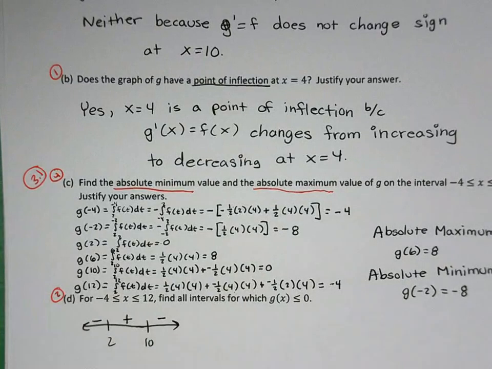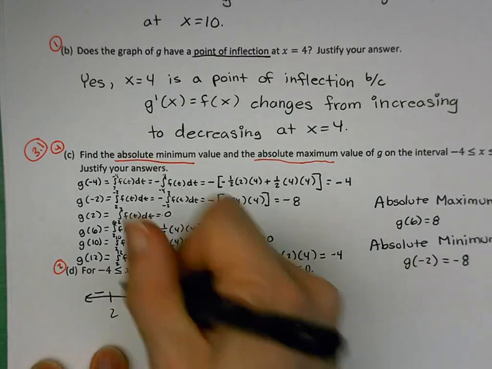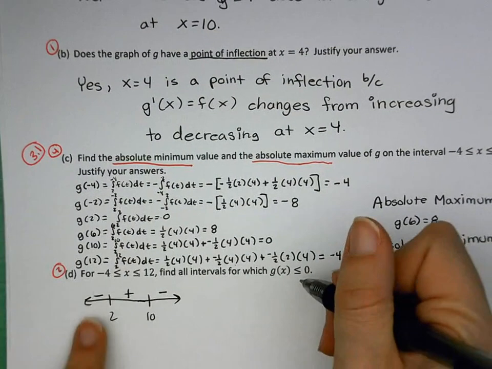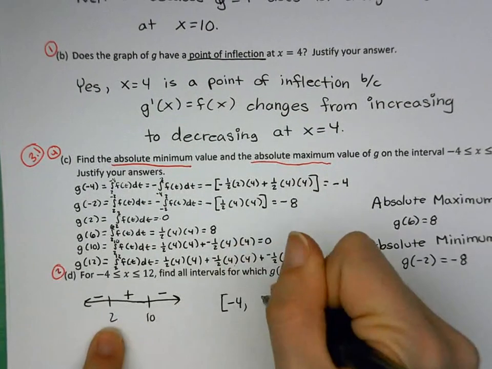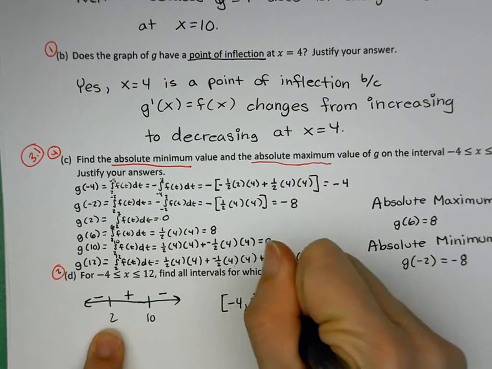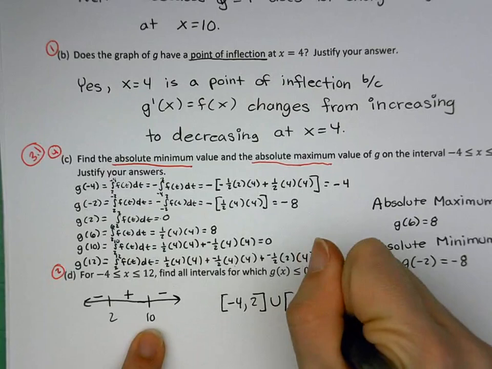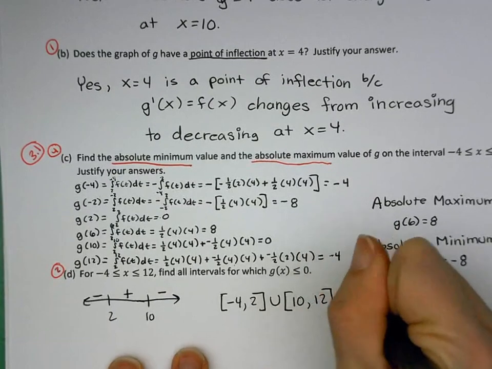So where is g of x less than or equal to 0? So we're going to be brackets here, right? Brackets on the -4 and the 12 as well. We are less than or equal to 0 from -4 to 2, and 10, which is where I'm equal to 0 again, to 12, which is the end of my interval. And so you got 2 points, 1 for each of those intervals.